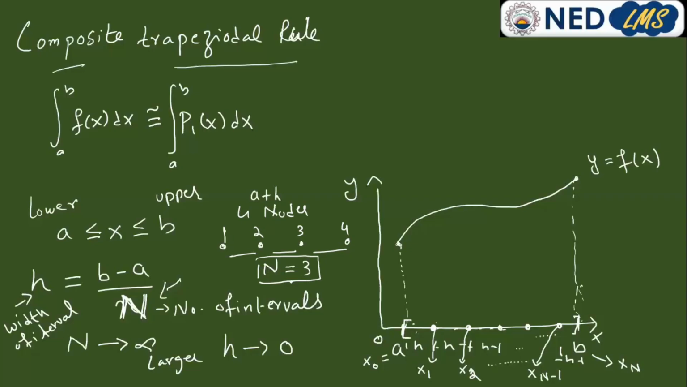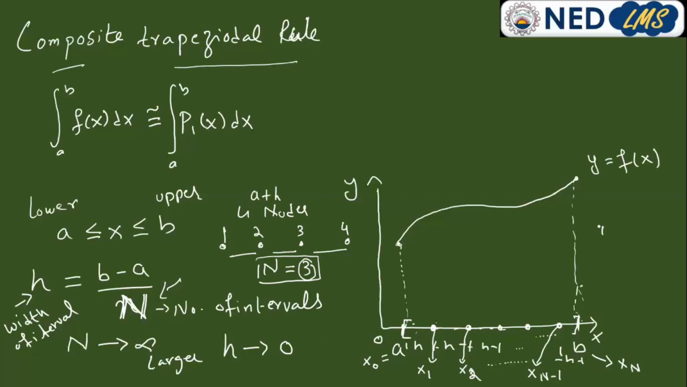So we have a relation. The relation says that whatever the number of intervals you have, you will get one more node. So here we have three intervals, I will get four nodes. Similarly, if I have five intervals, I will get six nodes. So now the question is, if I have n intervals, then how many points do I have? I will have n plus 1 points.